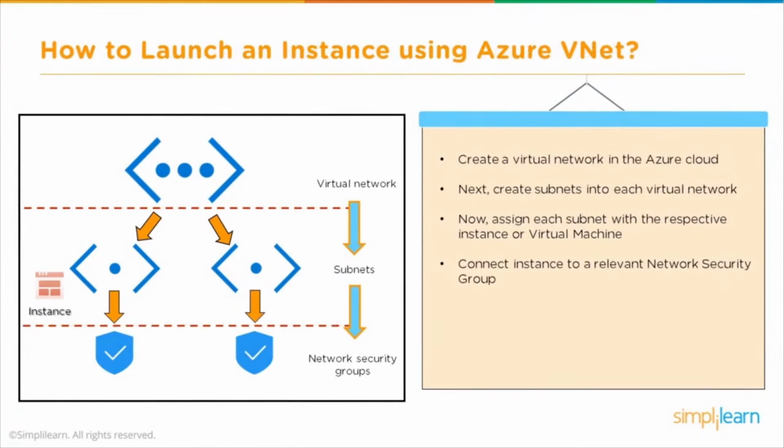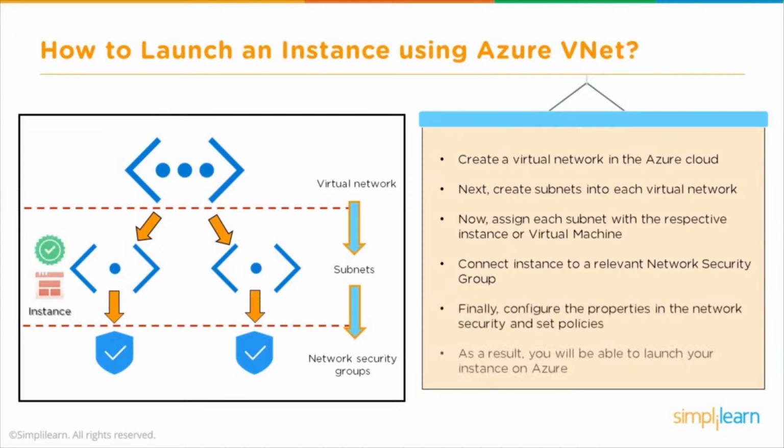And then connect the instance to a relevant network security group. Attach your network security group to the instances, and the rules defined in the network security group will be applied to the instances within the subnets. Finally, configure the properties in the network security group and set the policies. As a result, you will be able to launch your instance on Azure within the virtual network.